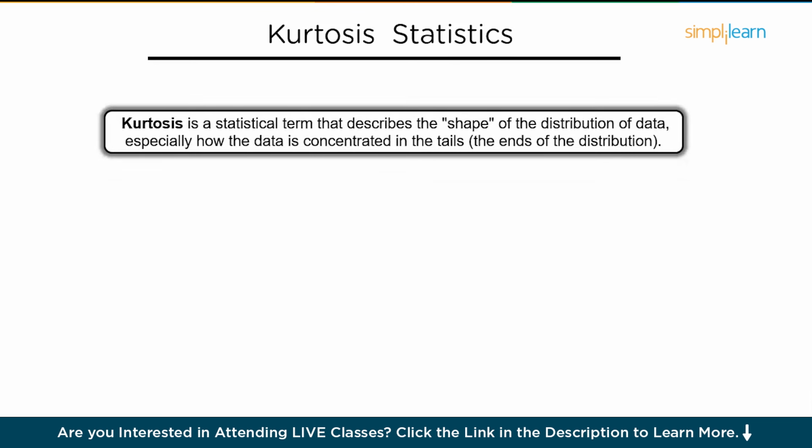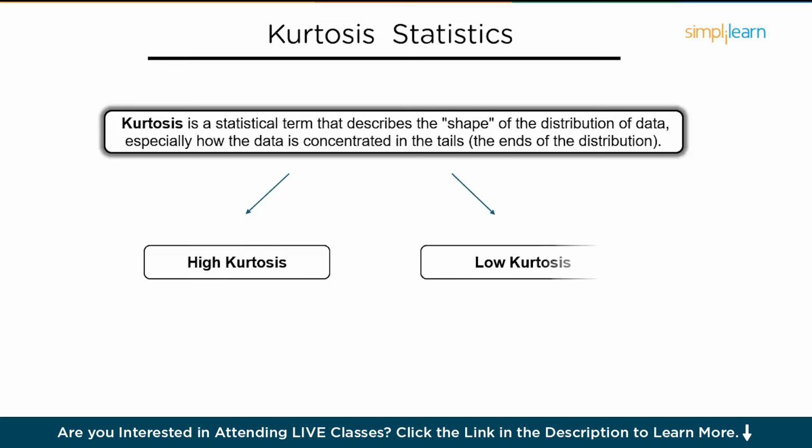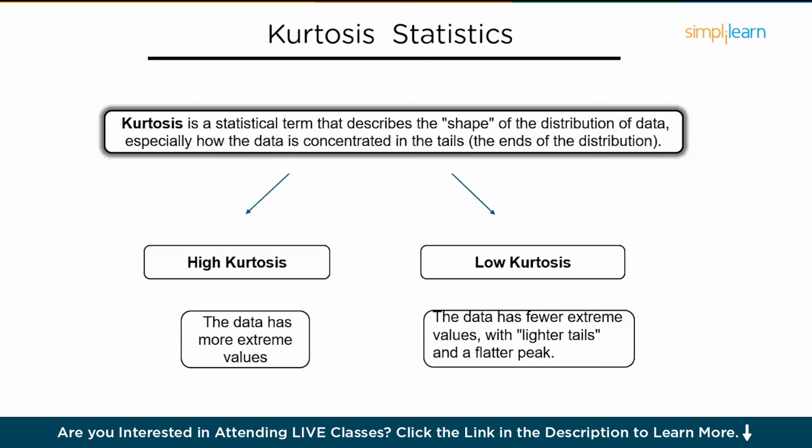Kurtosis is a statistical term that describes the shape of the distribution of data, especially how the data is concentrated in the tails. It helps us understand if the data has more or fewer extreme values compared to a normal distribution. It is further divided into high kurtosis and low kurtosis. High kurtosis has more extreme values, and in low kurtosis, the data has fewer extreme values. In short, high kurtosis means more extreme heights, while low kurtosis means more consistent, evenly spread heights.